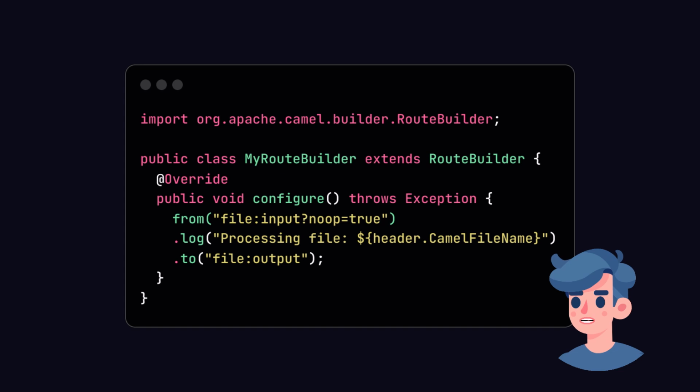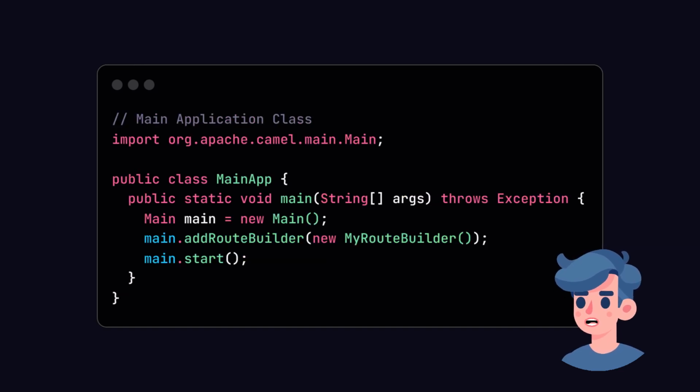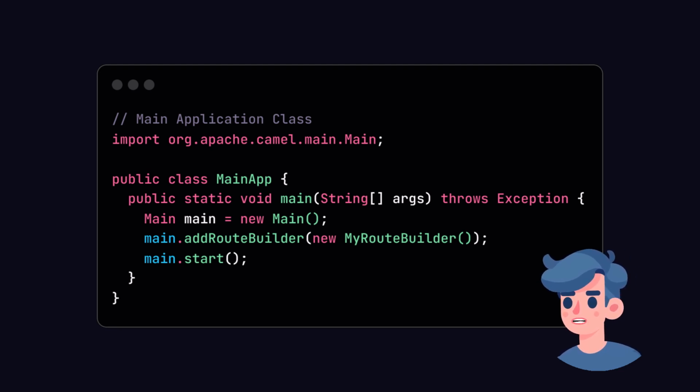Let's create a class for our route. Now that we have our route set up, let's run it. Make sure you have a file in the input directory. When we run the application, Camel should automatically move it to the output directory. This way, we can see if our route is functioning.